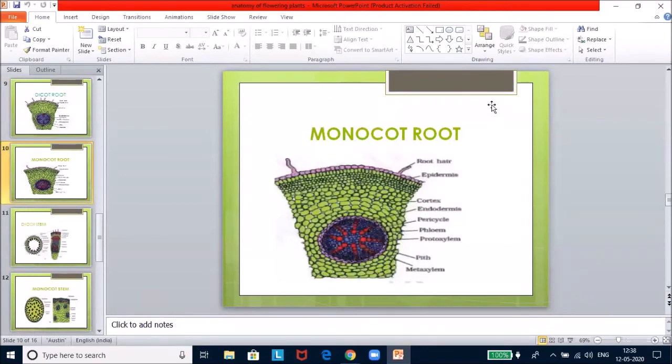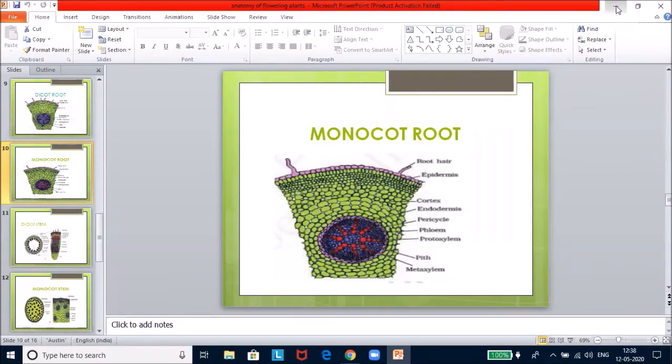If you look at the monocot root, this diagram looks almost similar, but here you will find a polyarch condition. In the dicot root you saw 4 to 6 bundles. Here you will see the polyarch condition of the vascular bundles. Pith is large and well developed. So here you find a pith. This pith is large and well developed, and these do not show any secondary growth.